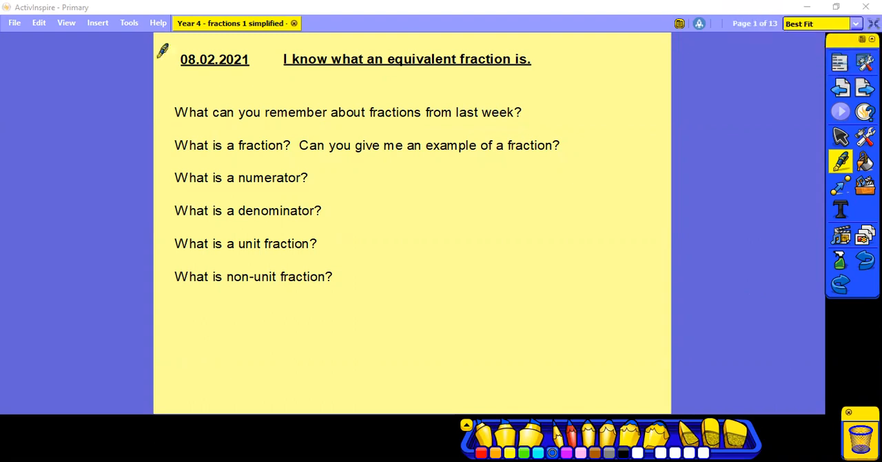So let's write the short date and underline, and the learning objective: I know what an equivalent fraction is, and underline. What can you remember about fractions from last week? What is a fraction, and can you give me an example of a fraction? What is a numerator? What is a denominator? What is a unit fraction? And what is a non-unit fraction? Pause whilst you have a try.